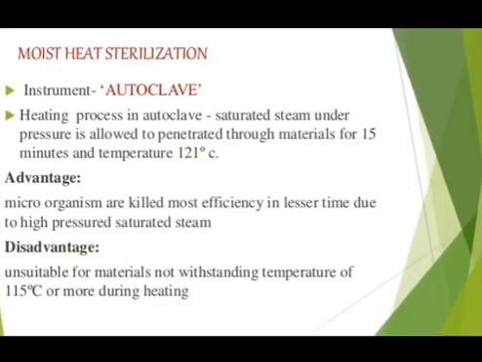Moist heat sterilization. The instrument we can use is the autoclave. In the heating process in the autoclave, saturated steam under pressure is allowed to penetrate through the material for 15 minutes at a temperature of 121 degrees Celsius. Advantages: microorganisms are killed most efficiently in lesser time due to the high pressurized saturated steam. The disadvantage is that it is unsuitable for materials that cannot withstand a temperature of 115 degrees Celsius or more during the heating.